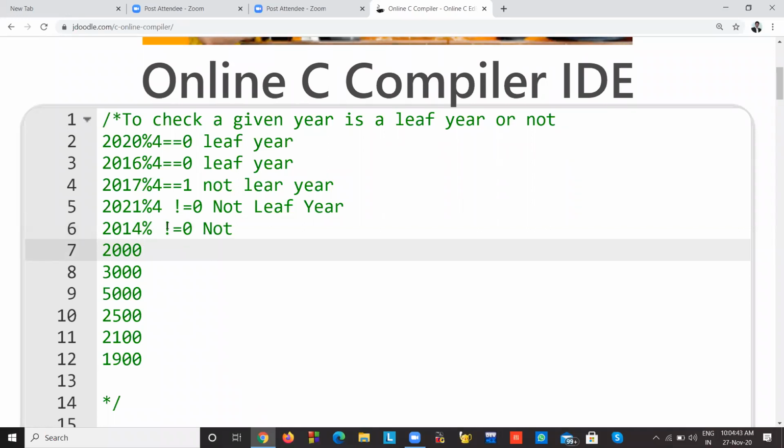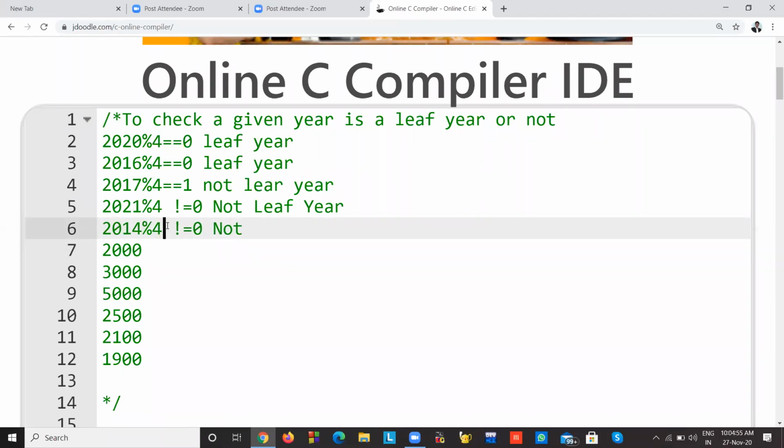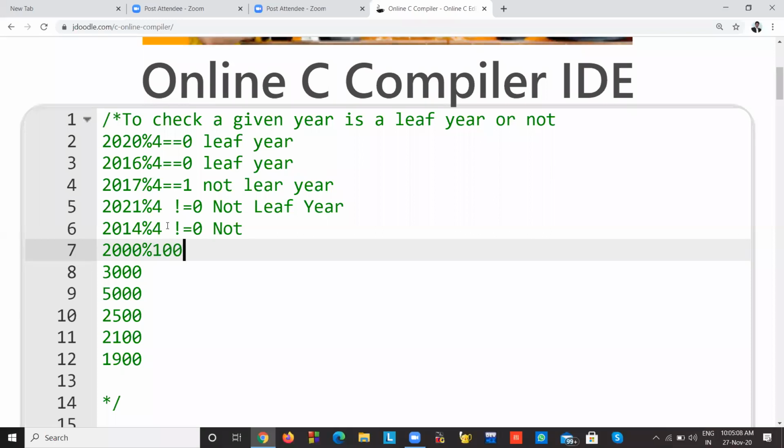2000 is a century year. Century year means which is divisible by 100. How do we know that a given year is a century or non-century? If we divide with 100 and the remainder is not equal to 0, it is a non-century year. If we divide with 100 and the remainder is 0, it is called a century year. So can we divide this with 100? Yes, absolutely, the remainder is equal to 0 here. So therefore it is a century year.